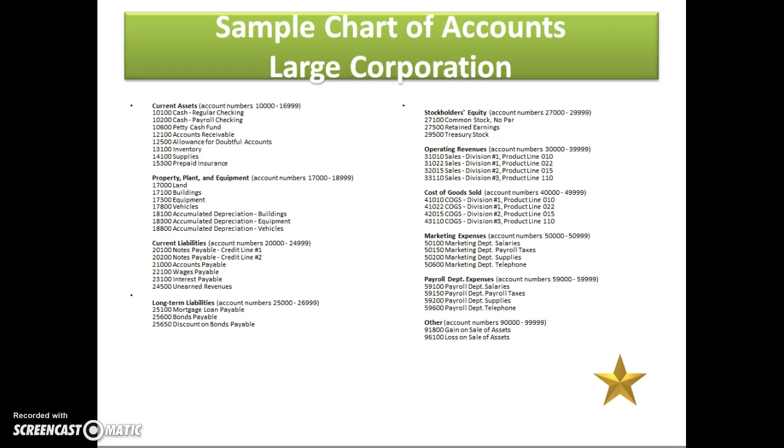This is an example of what a large corporation's chart of accounts would look like. As you can see, again, they're all broken out by category, but within each category we see it broken out further by division.